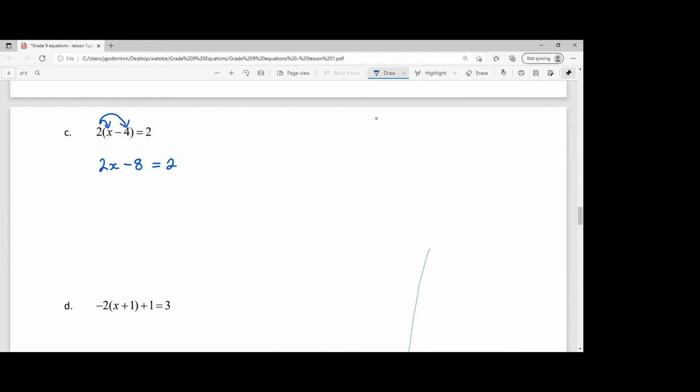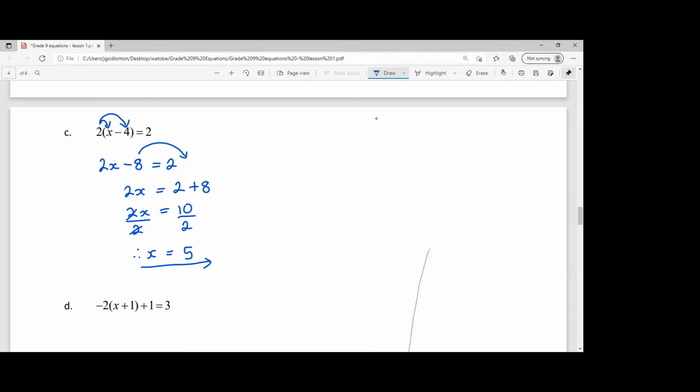And now we have just a normal linear equation. So I want to have my x's on one side and my numbers on the other side. I'm going to move this 8 over, and it's currently a -8. So it's going to become a +8. And I'll have 2x, which is equal to 10. And now I need x to be alone. So I'm going to divide that side by 2, and I'm going to divide that side by 2, and I'm left with an answer of x equals 5.